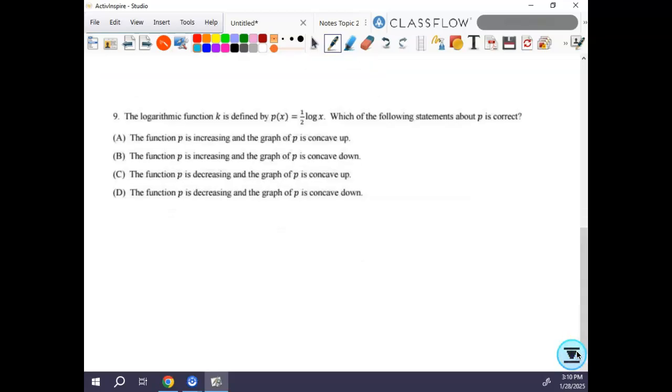All right, which of the following statements about P is correct? Okay, so my function basically looks like this. Now, if the base was 1/2, it would change my graph, but all that does is squish it. It still just looks like that. And so the function itself is increasing, right? So I can eliminate C and D, and it is concave down. So that's B.